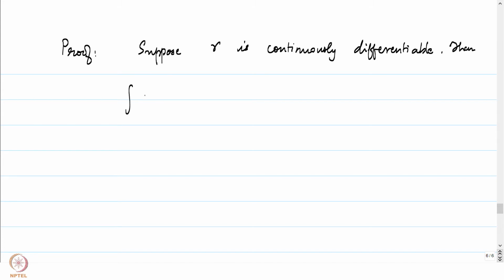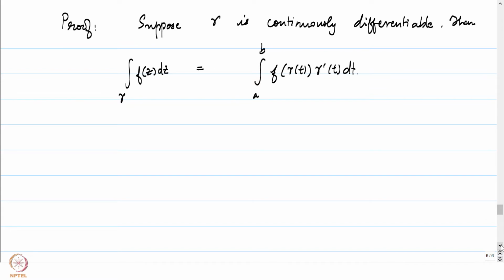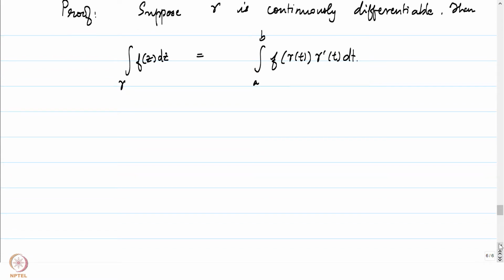Then integral of f of z dz over gamma is going to be equal to integral from a to b, the usual Riemann integral applied to the real part and the imaginary part of f of gamma of t, gamma prime t dt. We can write our integral in this manner if the curve gamma is a continuously differentiable curve.